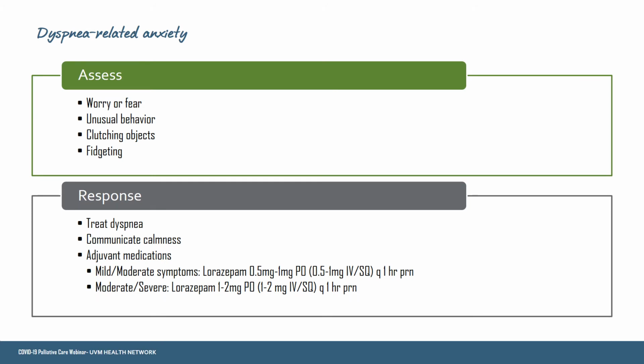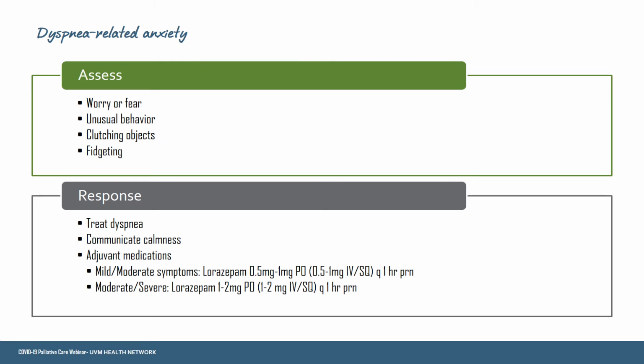Anxiety and dyspnea are interrelated and can sometimes exacerbate one another. When assessing a patient who has dyspnea, you might also notice that they are expressing fear or worry, or you might see them fidgeting or clutching objects like rosary beads or personal objects that are comforting to them. Key responses to the anxiety component of dyspnea can be treating the dyspnea. The anxiety can improve when a patient feels less short of breath.